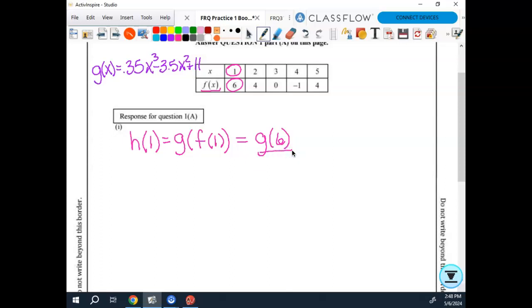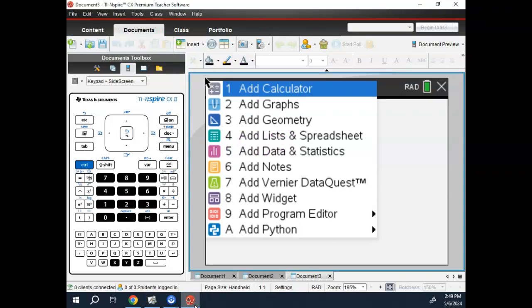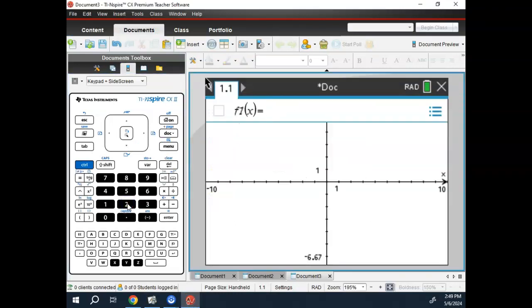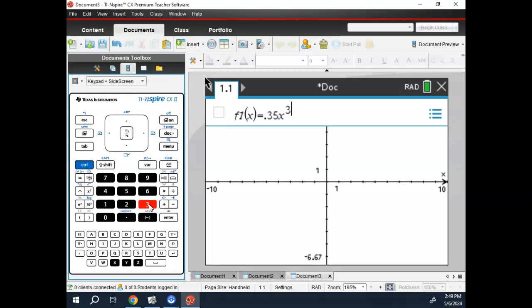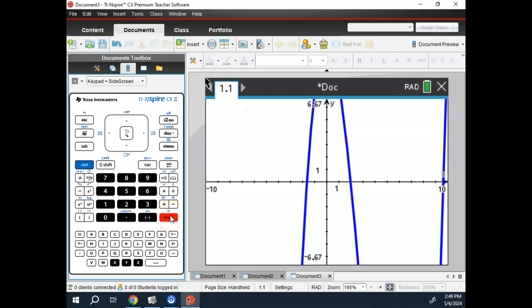We're basically just showing that I'm going to find G of 6, and I've got a calculator. Since this is the very first thing we've done on this one, I'm assuming I'm going to need this in my calculator for more than one thing. So I'm going to put it in the graph. Let me type in what this is: 0.35 X cubed minus 3.5 X squared plus 11. I've graphed it, but I don't really care about what the graph looks like at this point.